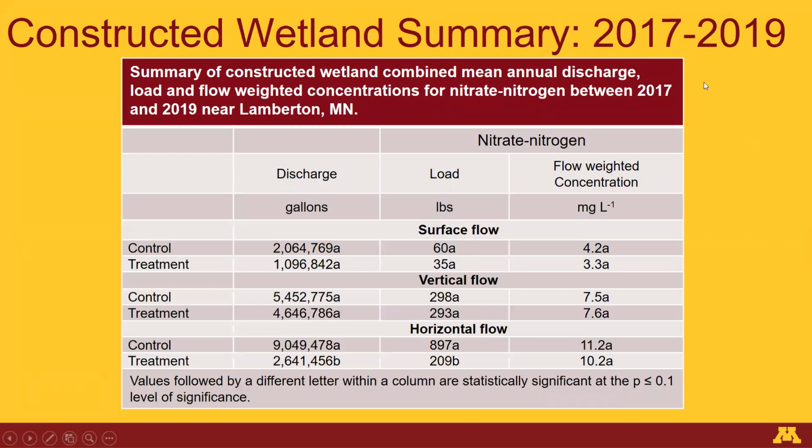So here's our annual summary data between 2017 and 2019. Again, this should look somewhat similar in terms of how it's laid out. We have discharge, nitrogen load, and flow weighted concentration. Here, on the left side, we have our control and our treatment for each one of those systems. So the surface flow system is a treatment and control, then vertical flow, and then the horizontal flow.